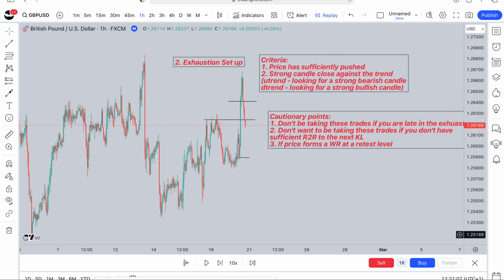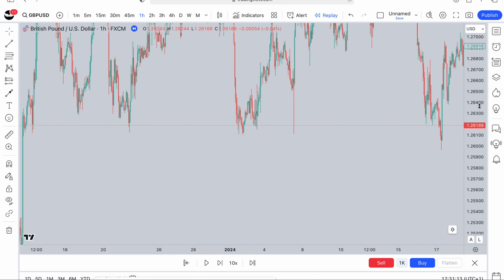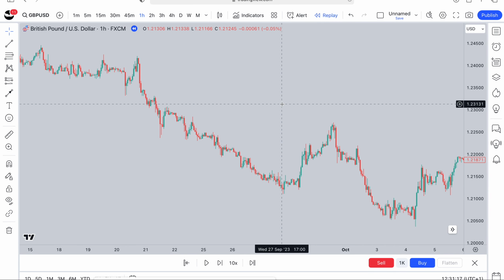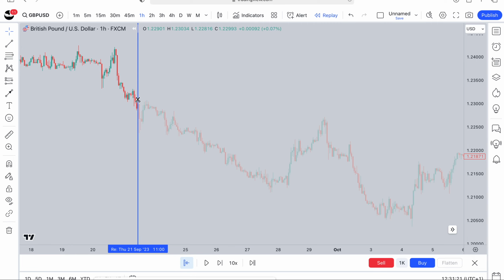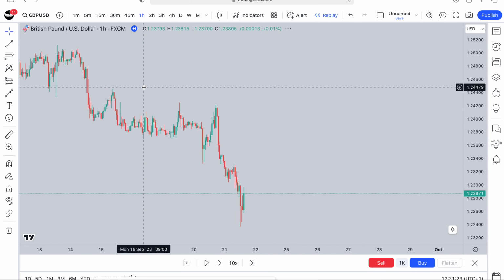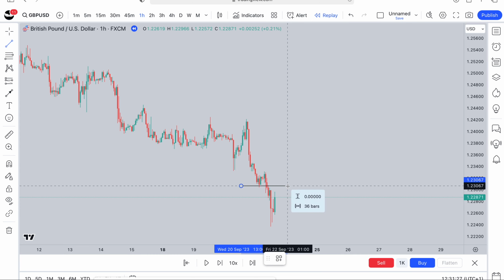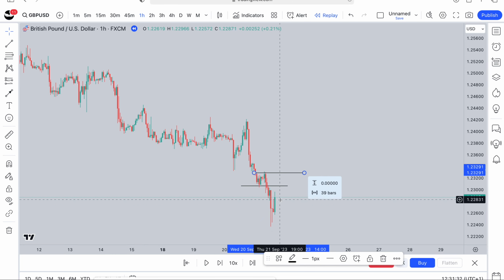Okay, so let's have a look at some exhaustions from the other direction. So we want to go down and we want to see a strong push, right? Okie dokie. So we can see by here, key levels right by there. We got a strong close, right? So these are basically our levels. If we can get some good risk to reward up by there, then great.